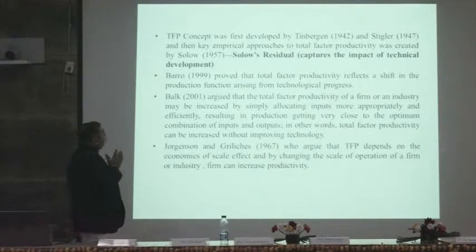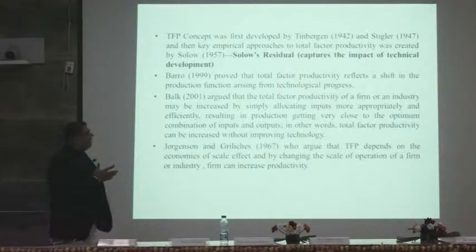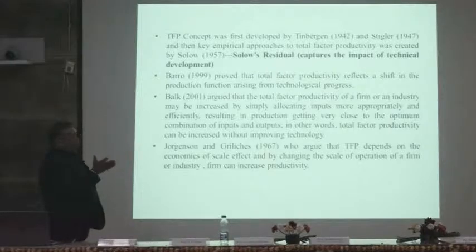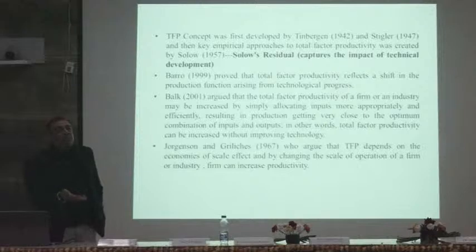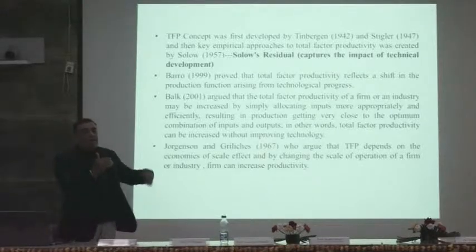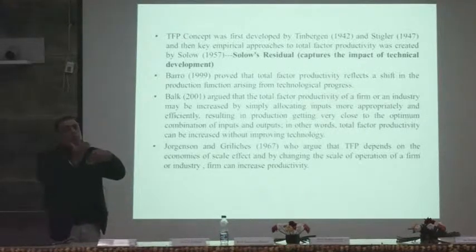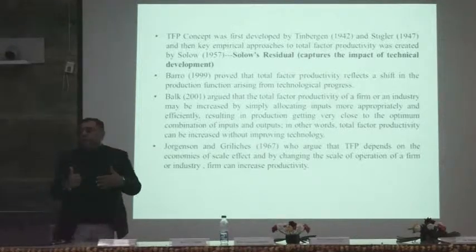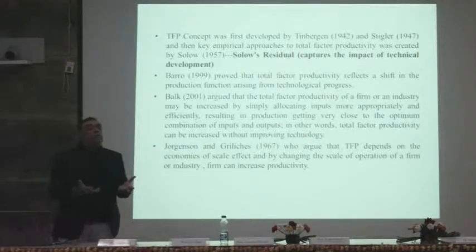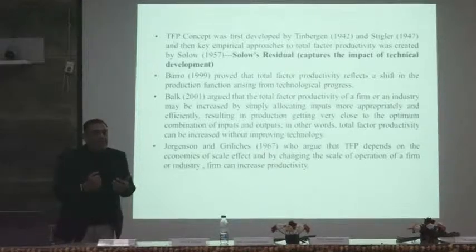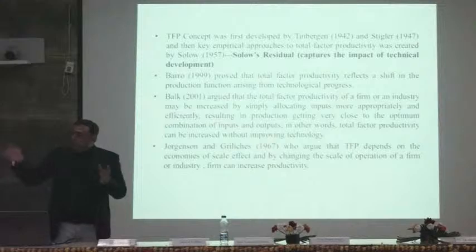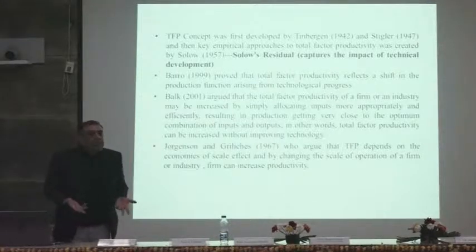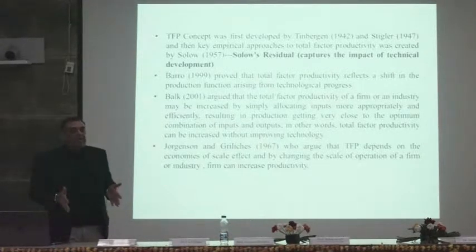And further, Professor Robert Barro in 1999 showed that total factor productivity reflects a shift in the production function due to technological progress. That means he focused on technology as what is more important to shift productivity from level A to level B. If you want to increase productivity, like in India, suppose you are using handlooms in the textile industry, but nowadays we have power looms. If you are still using handlooms, you cannot increase productivity, and you will be left behind in the global scenario.